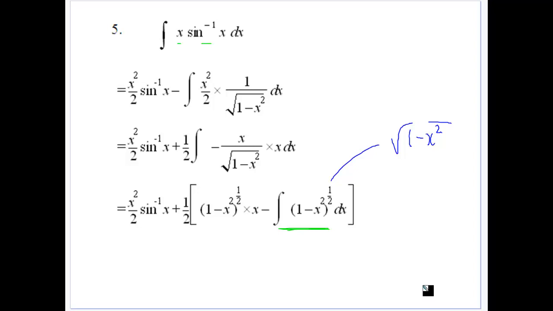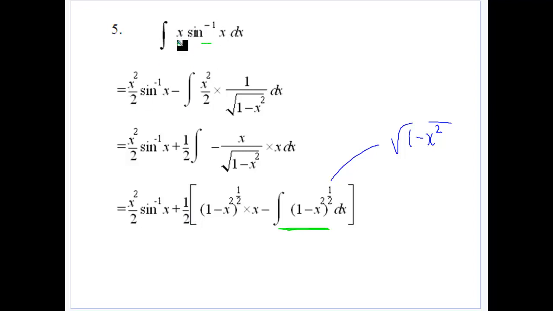Now, this problem for integration by parts is a bit hard, so try and keep up. Have a look really carefully at it because it is difficult. It involves a lot, so just be wary. Now, this time we've got x times inverse sine of x.